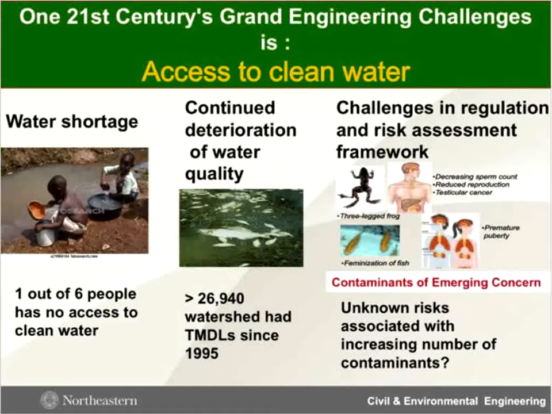And this challenge, I think, has brought more attention lately with the emerging or recognized risks and harmful effects to environment as well as to humans associated with the so-called contaminants of emerging concern. This includes a variety of classes of compounds, including EDCs, if many of you have heard, endocrine disrupting compounds, pharmaceuticals and personal care products, PPCPs, and of course recently we added another category, nanomaterials. So the question is, with all these daunting and growing numbers of pollutants coming in, with unknown risks associated with them, how do we even start to regulate and understand them?